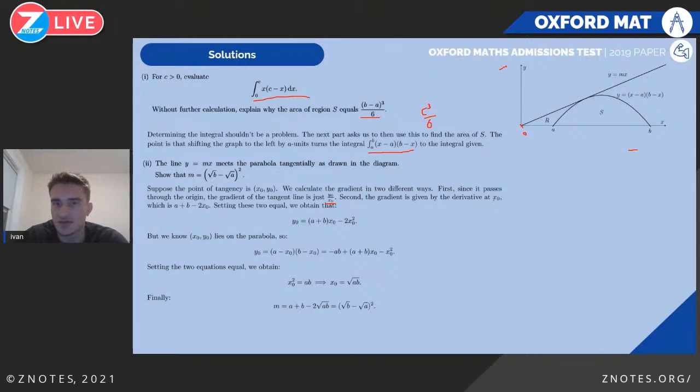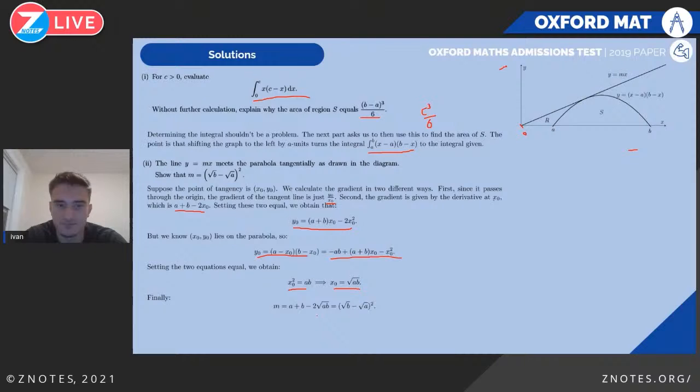The gradient is also given by the derivative at x equals x0, and because we know the equation, we can find that the derivative is a plus b minus 2x0. Now we set these two things equal, and we get y0 equals this. So we have one equation for y0. We also have another equation. If we expand it out, we get y0 equals minus ab plus (a plus b)x0 minus x0 squared. Now we just set them equal, and we get x0 squared equals ab, and therefore x0 equals the square root of ab. Note that x0 is positive, so it's not the negative square root.